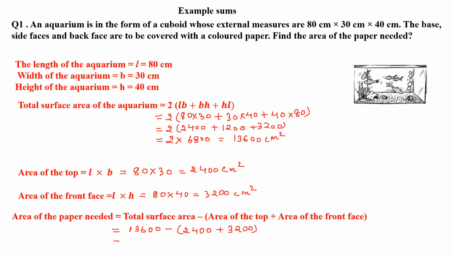And from here, if you do it, 13,600 minus the sum of 2,400 and 3,200, which is 5,600, and if you subtract it, you will get 8,000 centimeter square. So the area of the paper needed is 8,000 centimeter square. Now in your NCERT textbook, they have solved it in another way. So you can try out that method also. Okay, let's move to another question.